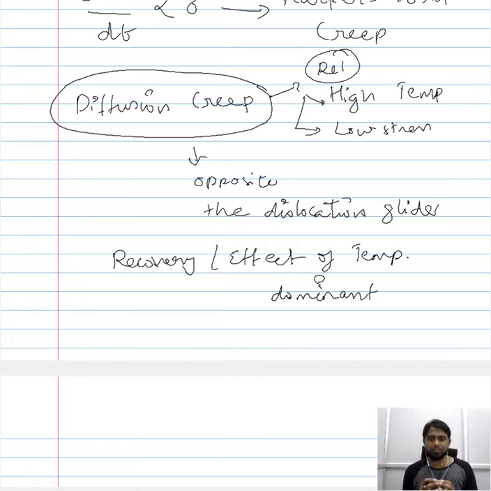Now let us try to understand what this diffusion creep mechanism is and how the effect of temperature presents itself. In case of strain hardening, the way it presents itself is through the increase in the dislocation density. So with respect to dislocation density, we can then explain or describe the different creep mechanisms.